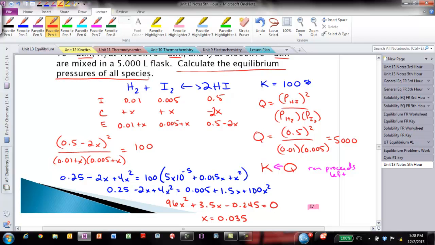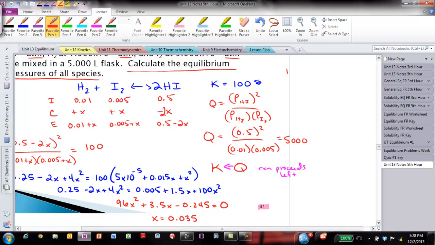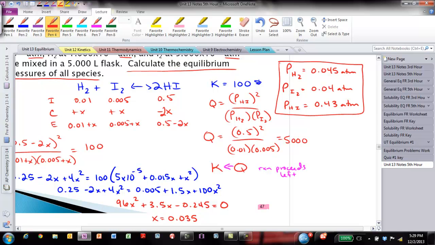And the question is to calculate the equilibrium pressures of all species. So I'm going to go back through and figure out all their pressures. So the pressure of H2 is going to be 0.01 plus x, which comes out to be 0.045 atm. The pressure of I2 is going to be 0.005 plus 0.035. And the pressure of HI is going to be 0.5 minus 2 times 0.035, which is 0.43 atm. So those are your equilibrium pressures.